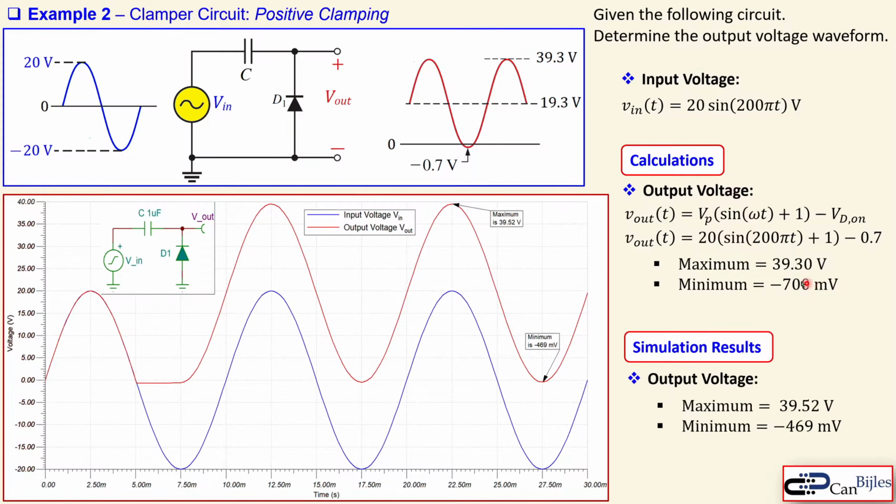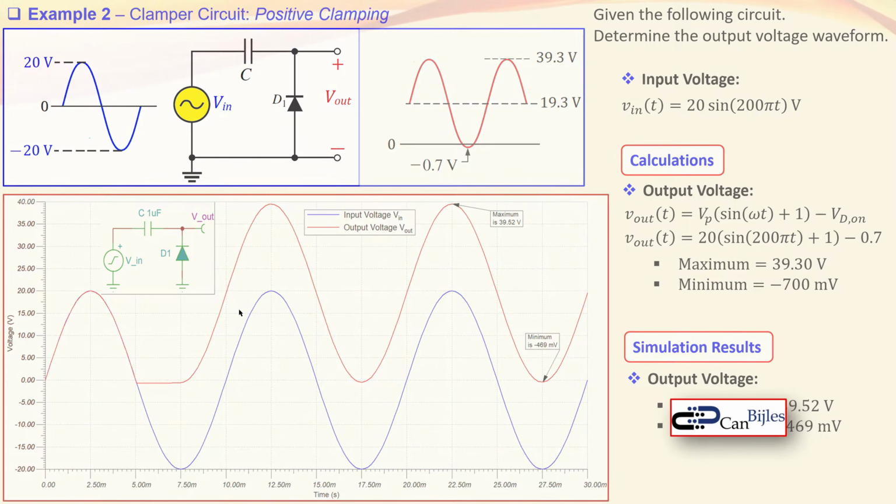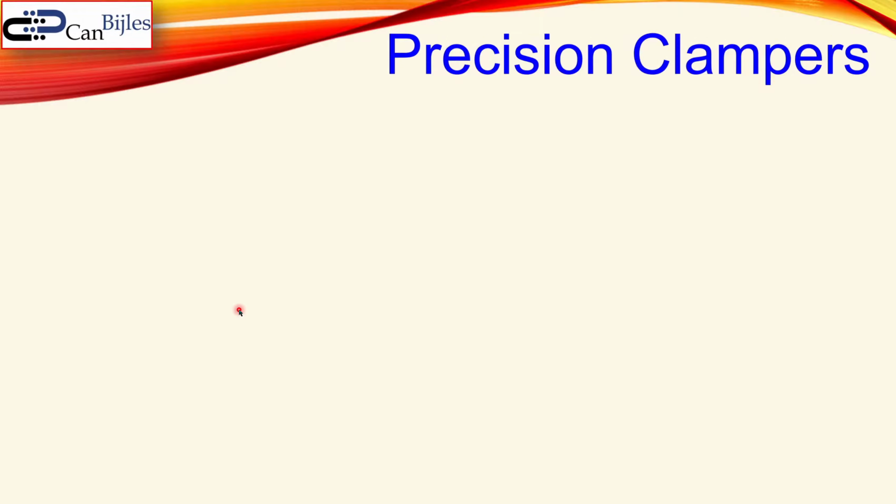In this case it's indeed correct. But from the simulation we have the minimum of minus 469 millivolts, so not 700, so there's an error here. And there's also a maximum of here 39.52 volts and not 39.20 volts. So you actually see here 220 millivolts error in the maximum value here. Okay, this is about the situation where you have passive clamper using the passive components.